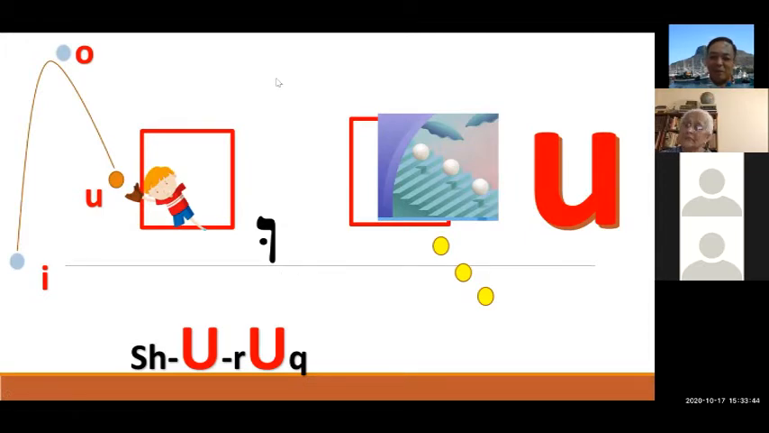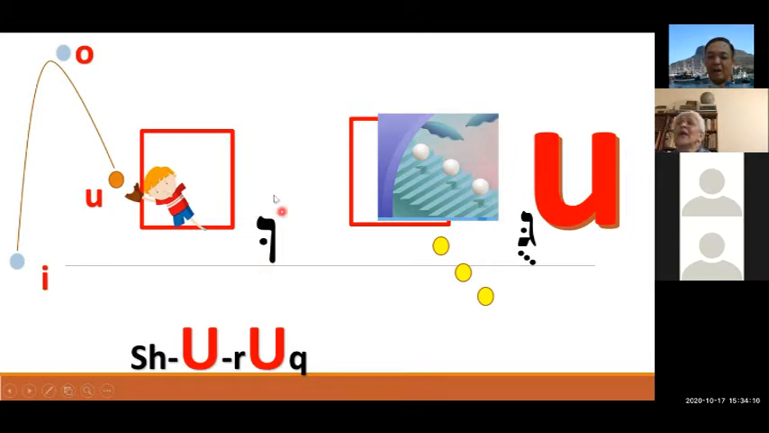Let me get the spotlight. A shuruk is a long U vowel. And then this one is a short U vowel. Sorry, I shouldn't have said it takes a longer time to go down. But this is a shorter U vowel, and this is a longer U vowel.